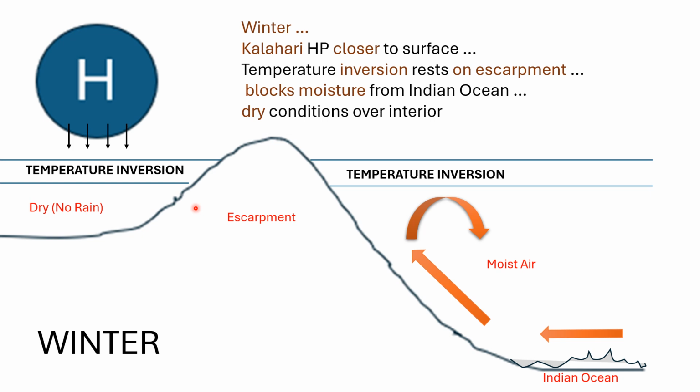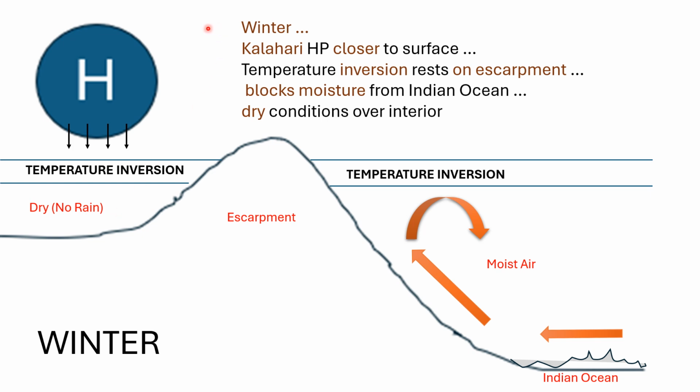During winter, however, the Kalahari high pressure cell moves closer to the Earth's surface, which means that the temperature inversion also develops closer to the Earth's surface. In the case of winter, the temperature inversion rests on the escarpment to the effect that any warm, moist air coming off the Indian Ocean traveling up the escarpment is not able to penetrate through the inversion layer, and that moist air is trapped along the coast. This prevents any moisture from going onto the interior and thus helps with the development of these dry conditions over the interior of South Africa over the winter time.